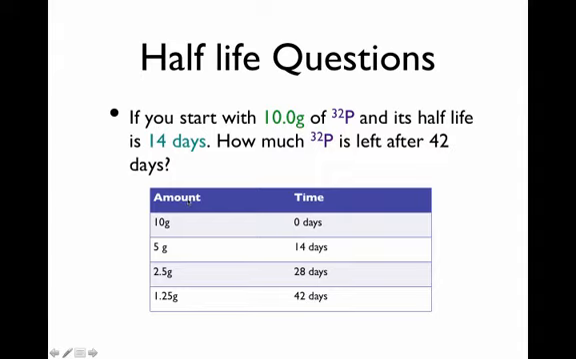You make a table, you list the amount of radioactive isotope that you start with, you mark that as day 0 or time 0, and then you ask how much is left after 1 half-life, how much is left after 2 half-lives, etc., until you reach the time that you're interested in.